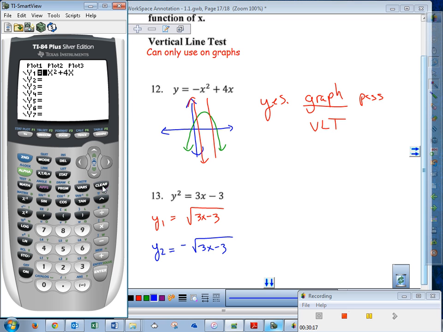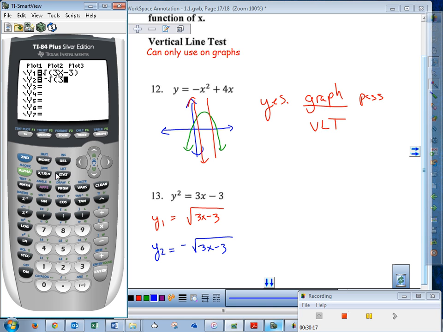So we go into here, and you want to type in the square root of, and it automatically puts that parenthesis there for you when you're punching it in. You want to do 3x minus 3, close that parenthesis up. Then you go down here. Make sure you hit the negative, not the subtraction. You want to hit negative square root of 3x minus 3.